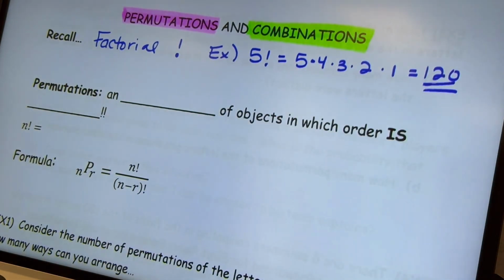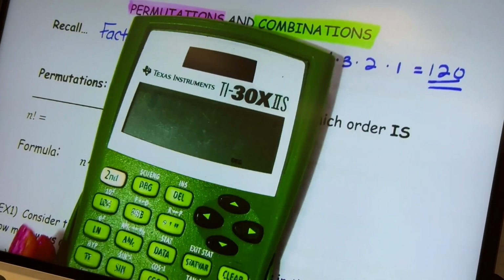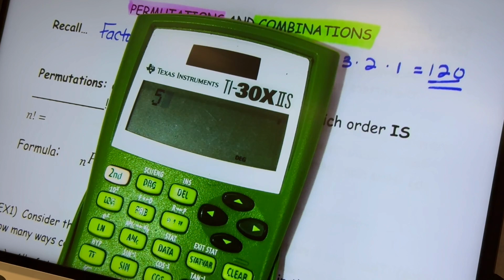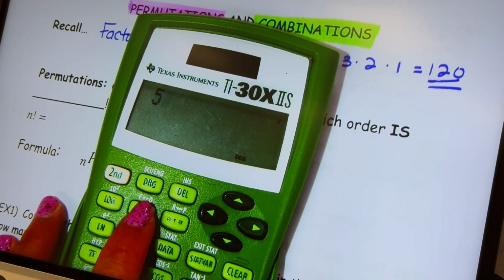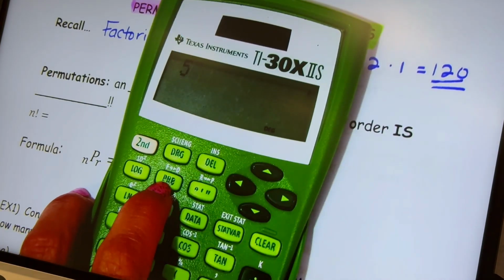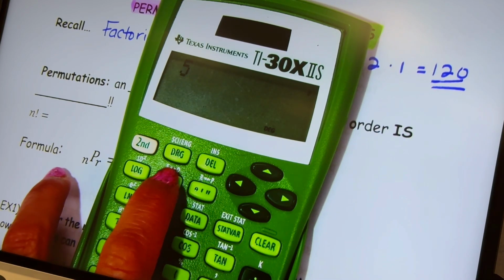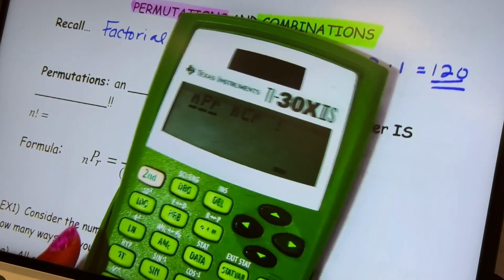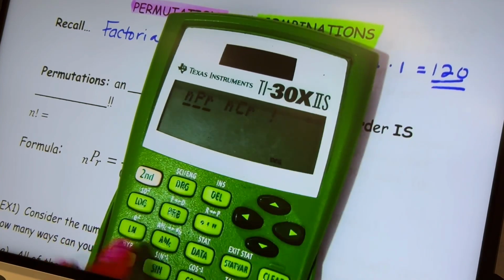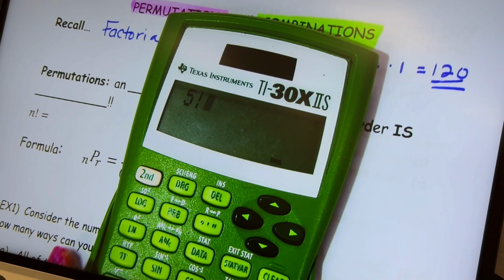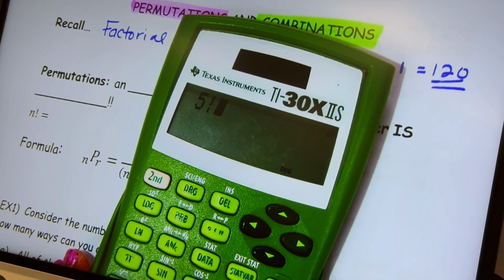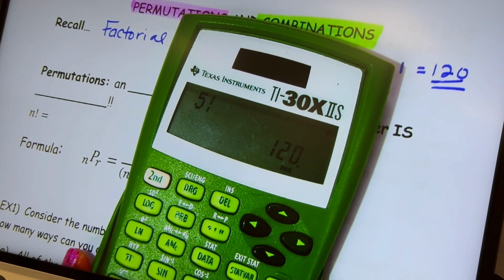Okay? But in our calculators, we have some functions that can do the math for us, because that's what these are for, to simplify things. So if you're using this calculator, you need to hit the 5 first, or whatever number you're taking the factorial of. Factorials have to do with probability, so there's a PRB button, and then you see 3 things, NPR, NCR, and then the third thing there is the factorial symbol. You scroll over to it and hit enter, and then it should appear next to the number that you typed in. 5 factorial is 120.